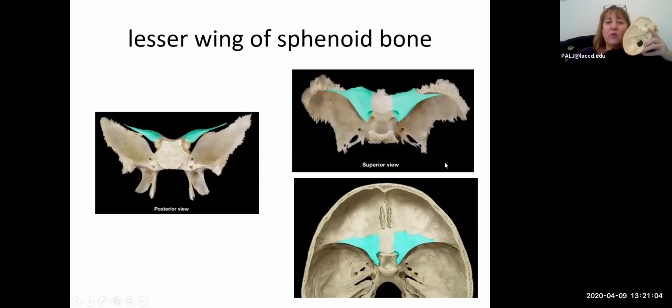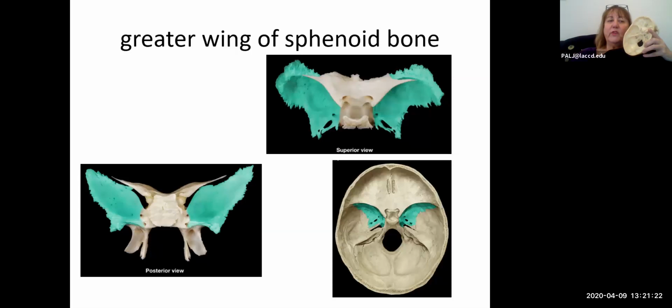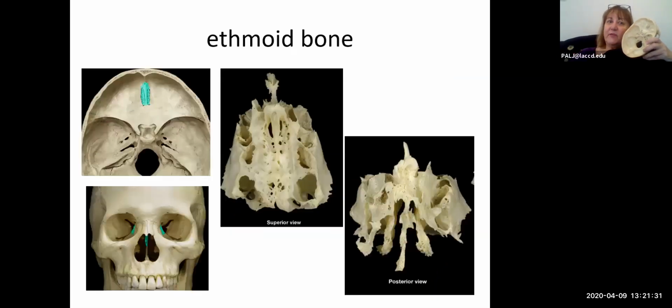Now, those smaller wings, the parts that were in the anterior cranial fossa, and notice not this midline part, but just the wing parts themselves, those are called the lesser wings of the sphenoid bone. Whereas those bigger wings are called the greater wings of the sphenoid bone, and they are in the middle cranial fossa. Okay, that's it for sphenoid.